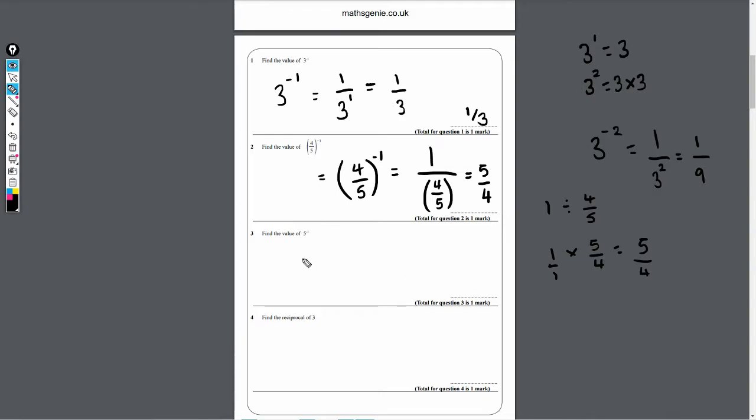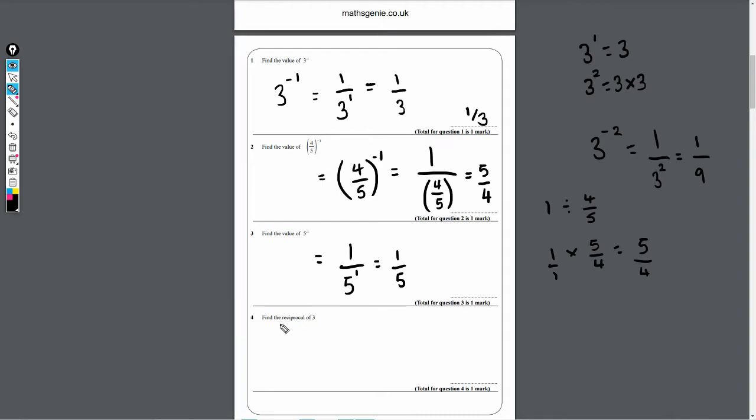Okay, 5 to the minus 1. Again, it'll just simply be 1 over 5. Change your power to positive, so it's 1 over 5 to the 1. 5 to the 1 is 5. So our final answer will just be 1 over 5. And again, just dead quick.